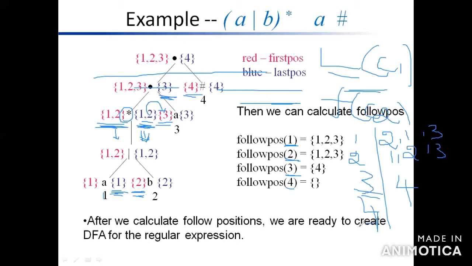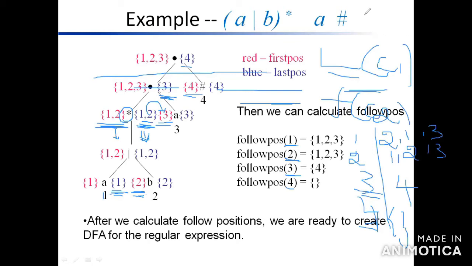What about the fourth one? For the fourth one, as the last position, there is no next node available, so it indicates null, an empty value. This is for the follow position calculation. I think you got the clear idea.